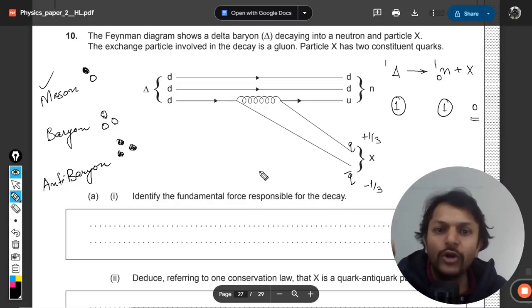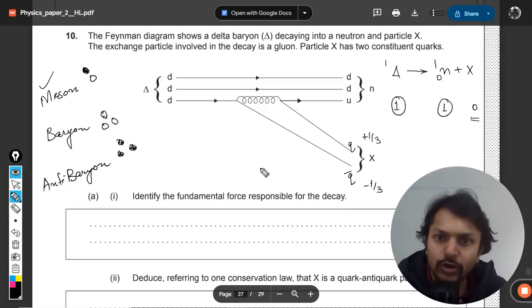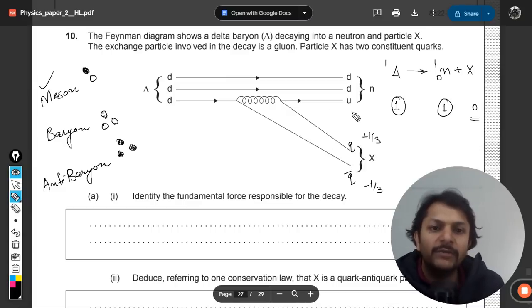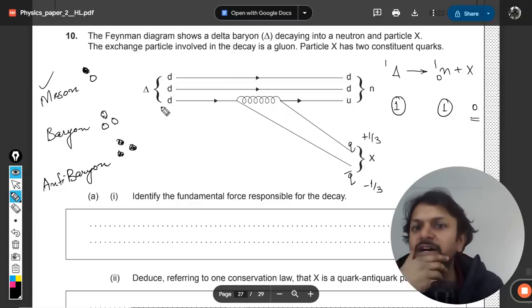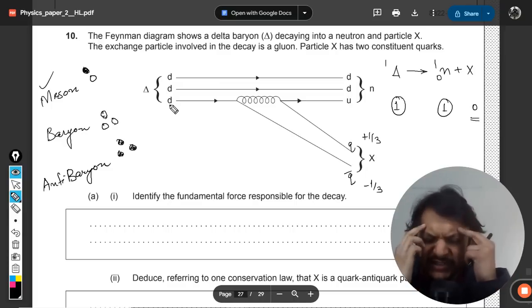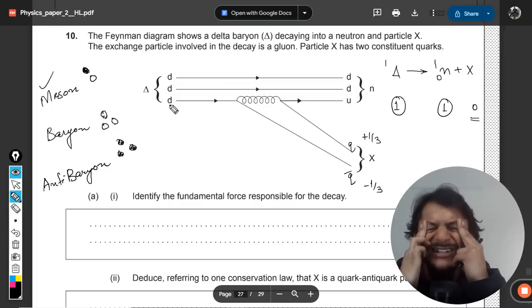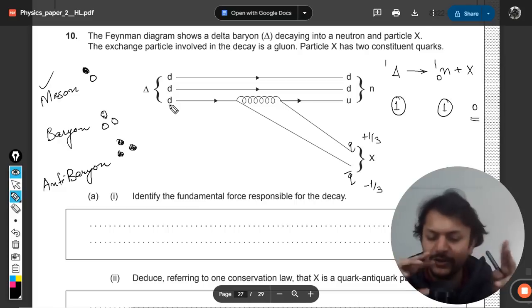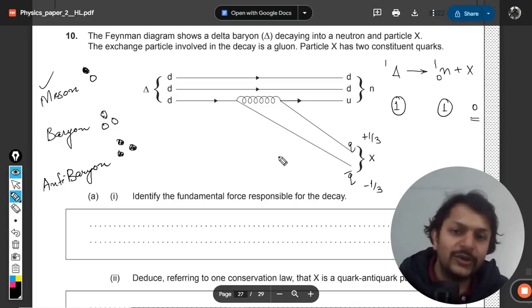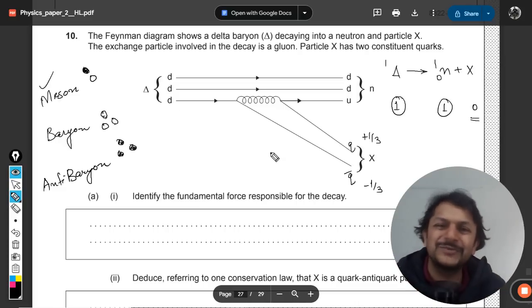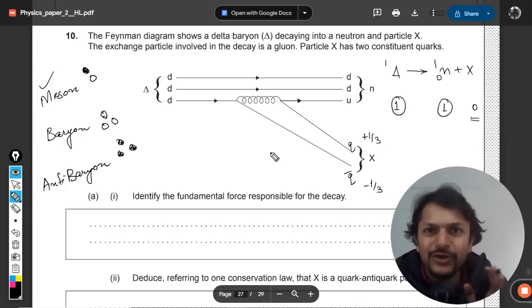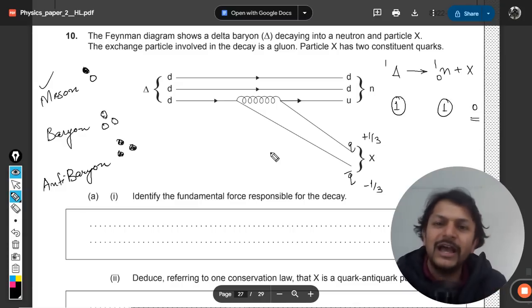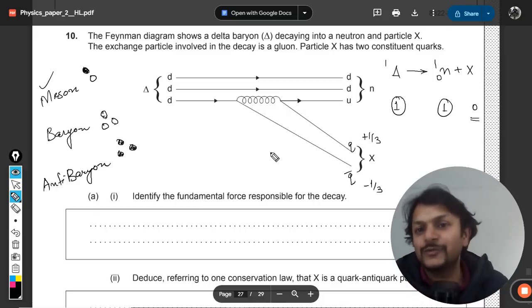So you can use the conservation of charge principle also here. I'm not sure about the charge on the up and down quarks. I'm just missing it from my brain. What was it? Not able to remember. It was plus 1 by 3 or minus 1 by 3. So that is why I don't want to get into the conservation of charge principle. But otherwise, if you remember, you can apply that also, and you would be getting the right answer with that also.